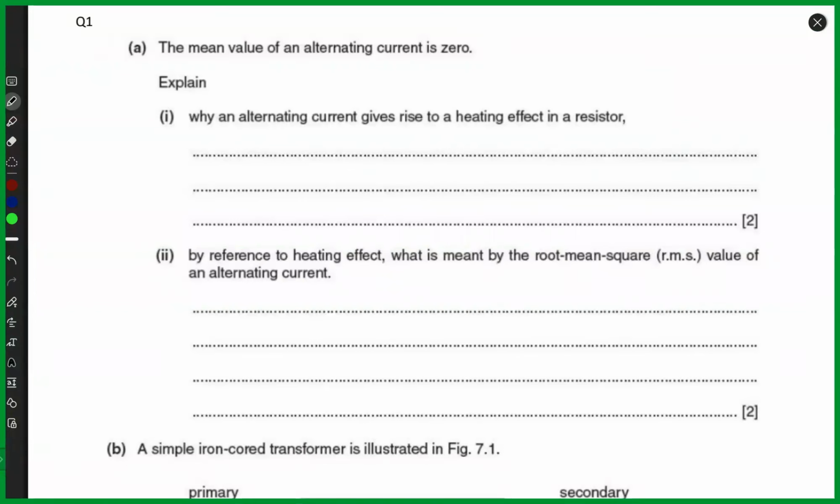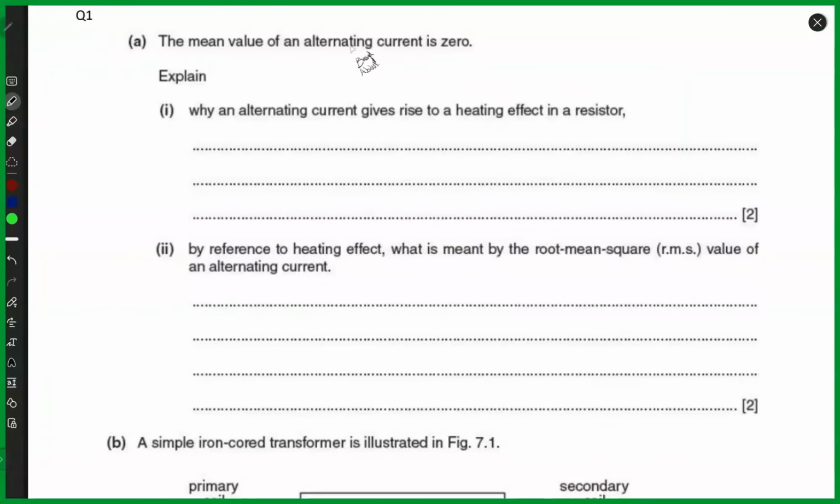Question number one. The mean value of an alternating current is 0. Does everyone agree with that? Is it understandable why this statement must be true? Basically, an alternating current flows like this, right? So the mean value of this lies at this axis where the current is equal to 0.